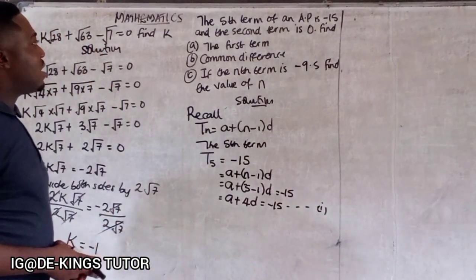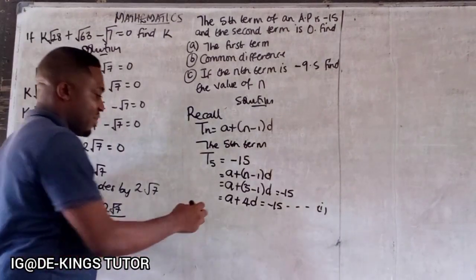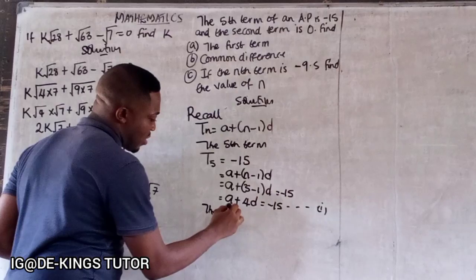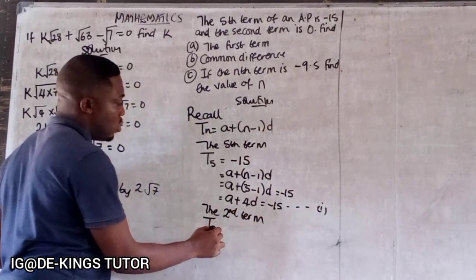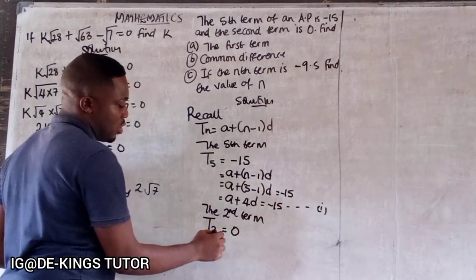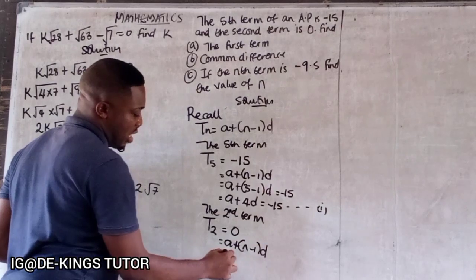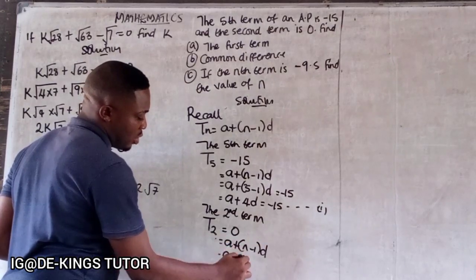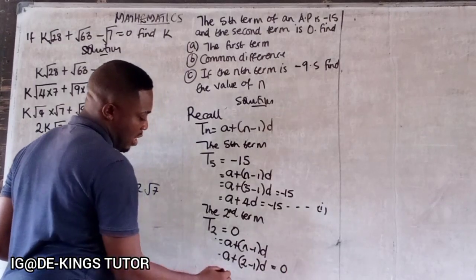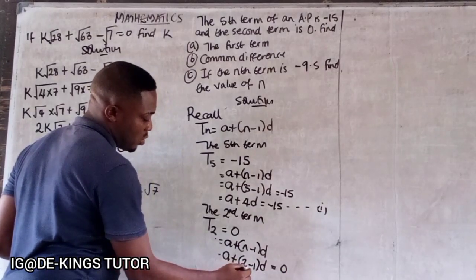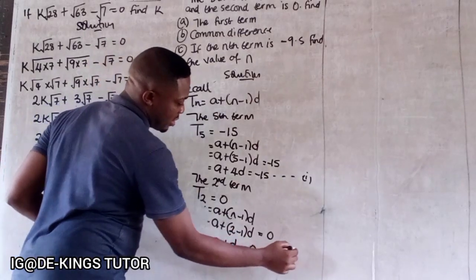The second statement said the second term is 0. So the second term is simply T2, and the value of the second term is 0. We express it as a plus n minus 1 times d, where n is 2, so a plus 2 minus 1 times d. 2 minus 1 is 1, so it's a plus d equals 0 as equation 2.